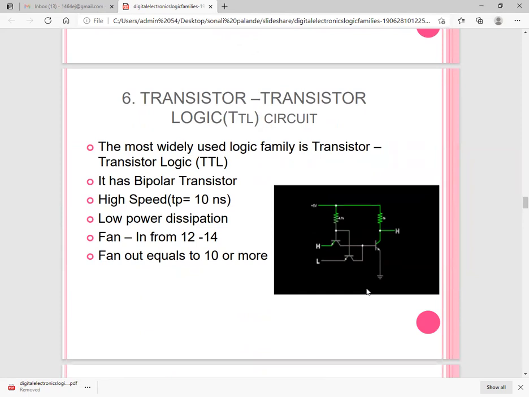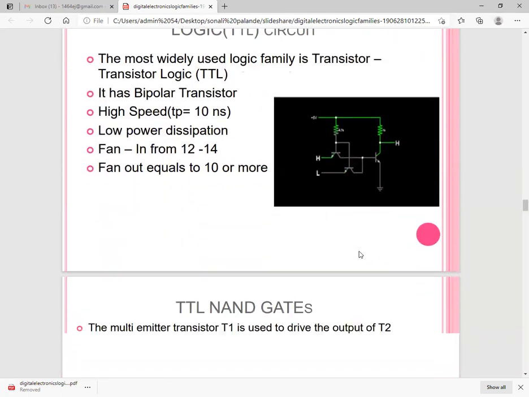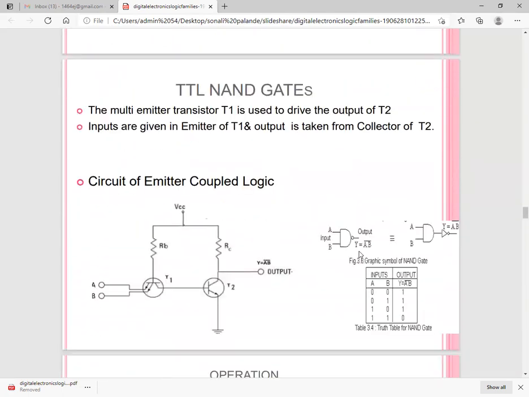Then another point is transistor-transistor logic, that is TTL circuit. This is the TTL circuit. The most widely used logic family is transistor logic, that is TTL. It has bipolar transistors, high speed, that is tp equals 10 nanosecond, low power dissipation, fan in from 12 to 14, fan out equal to 10 or more. In TTL NAND gates, the multi-emitter transistor T1 is used to drive the input of T2. Inputs are given at the emitter of T1 and output is taken from the collector of T2.